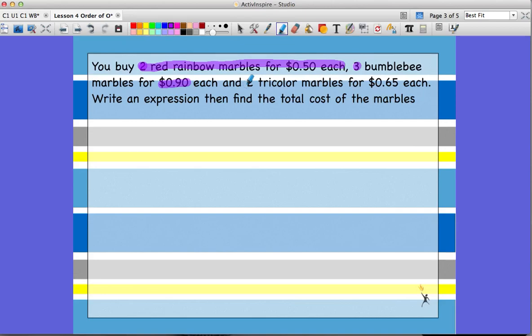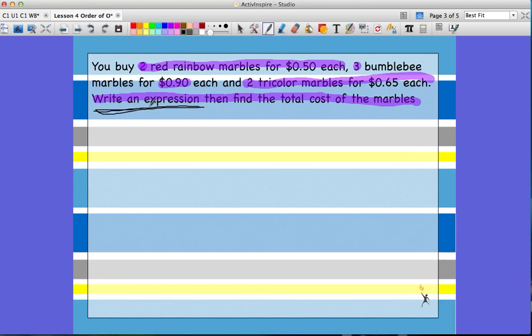Okay, and then we have 2 tricolor marbles for 65 cents each. And then the other important part is that we have to write an expression, then find the total cost of the marbles. The key part here: write an expression. This is the part that a lot of students like to skip. However, I need to know that you can write this expression so that we can move on to more complicated problems in the future.